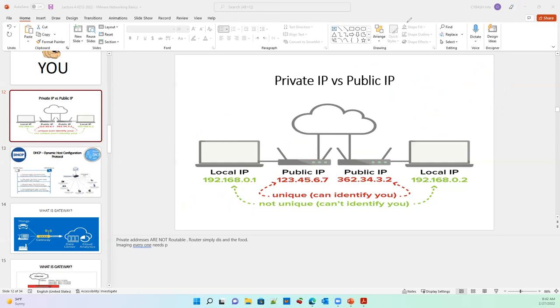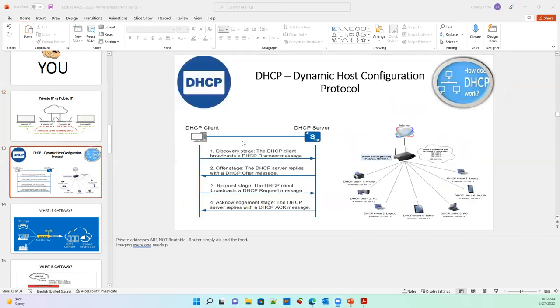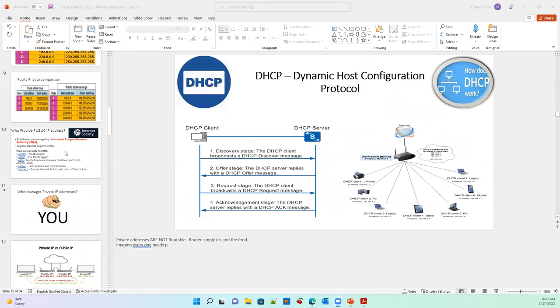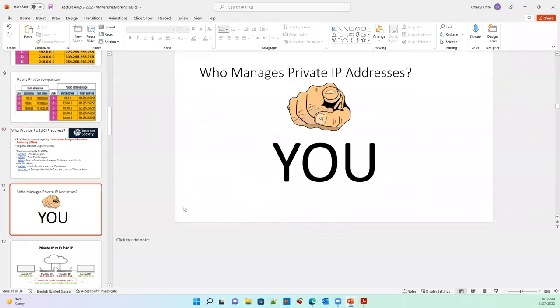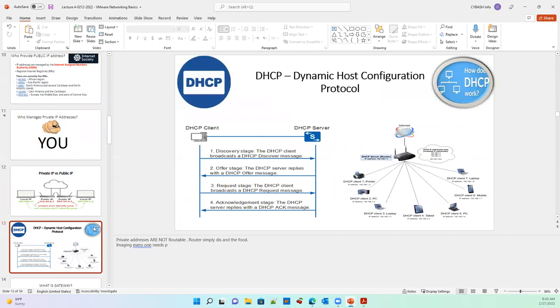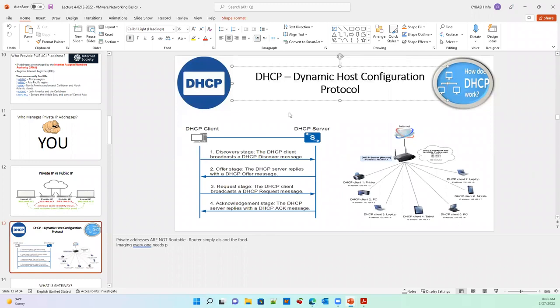So let's go to the next one. The public IP address is given by the Internet Assigned Numbers Authority. This is like a big company or big financial institution; they make a request, wherever they are located, they go to their representative and take an IP address. Now, who gives the private IP address? That's called DHCP, Dynamic Host Configuration Protocol. It is a service that can be standalone, or it is built into your router.